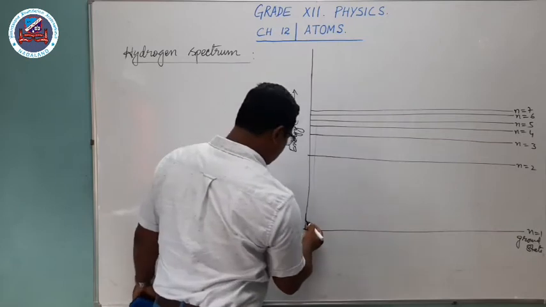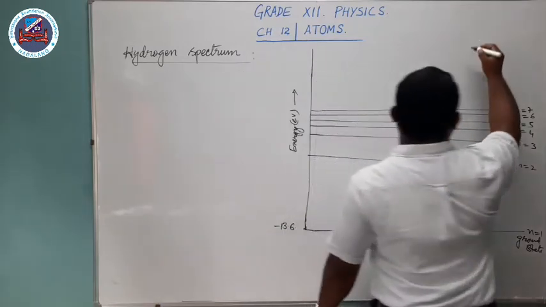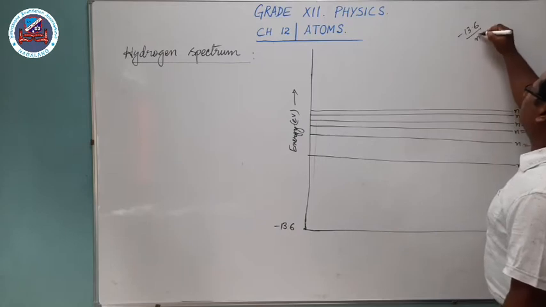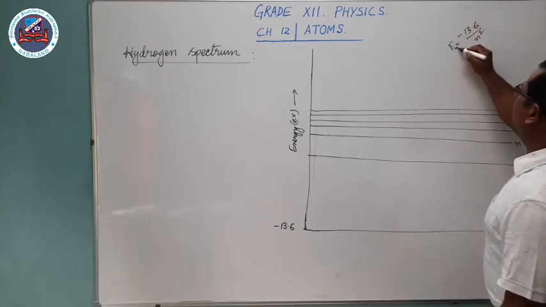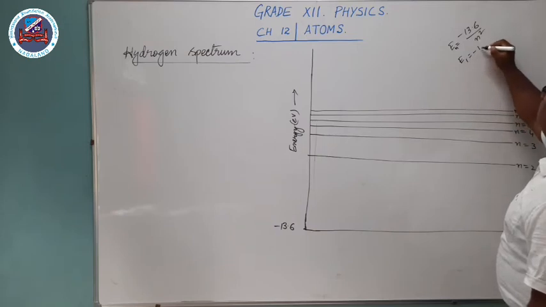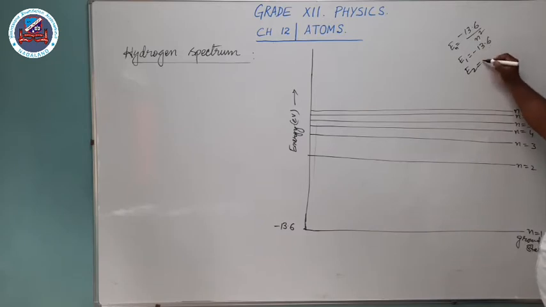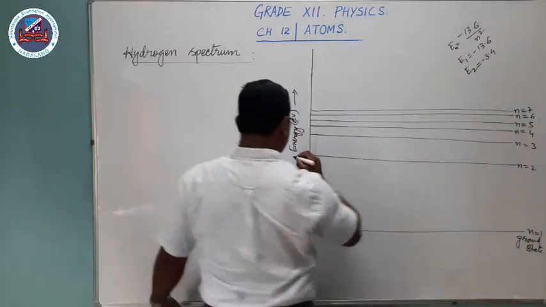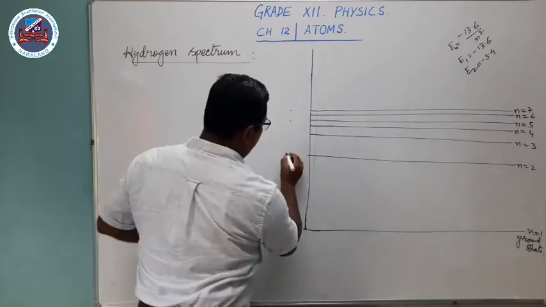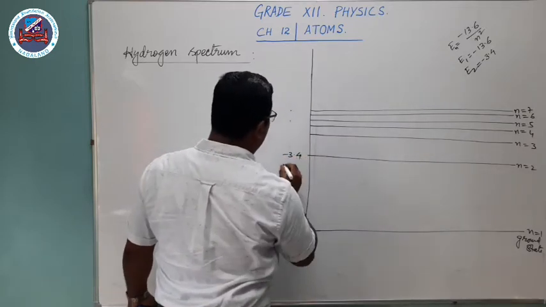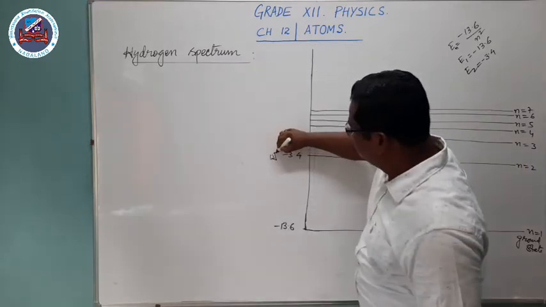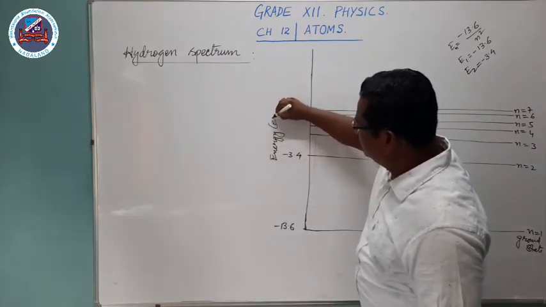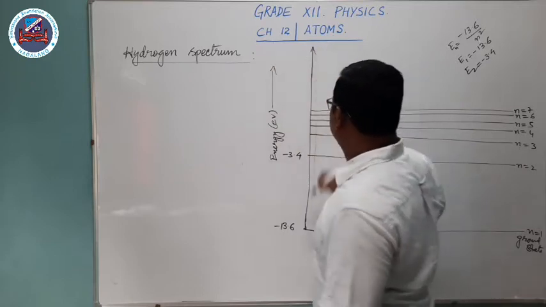Here for the energies, your formula is minus 13.6 divided by n square, this is the nth term. E1 is minus 13.6. E2 is minus 13.6 divided by 2 square, which is 4. 13.6 divided by 4 is 3.4. So this is minus 3.4 electron volt, the energy in electron volt. This represents the y-axis.